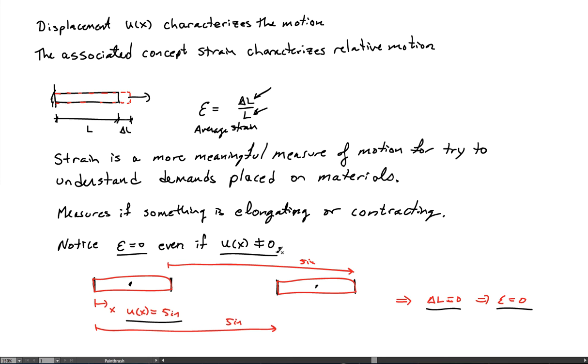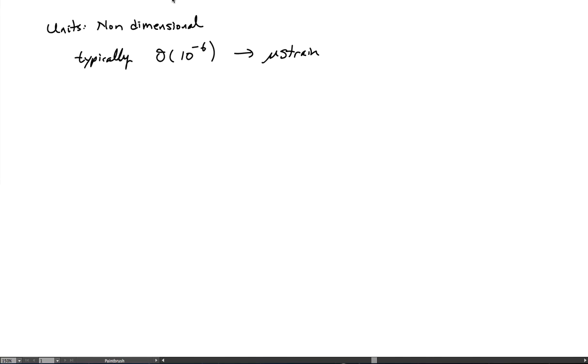Now, the definition I have for strain right here is an average definition. It's not as precise as our definition for the displacement field, but we can improve that a little bit. But first, just very quickly, notice that strain is non-dimensional. It's length over length.